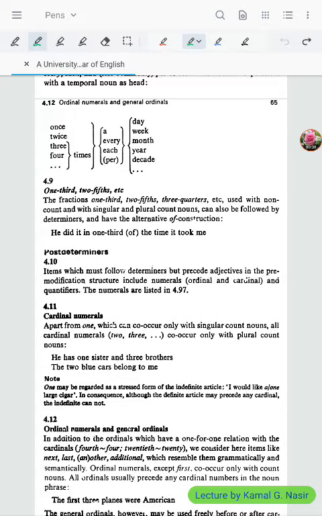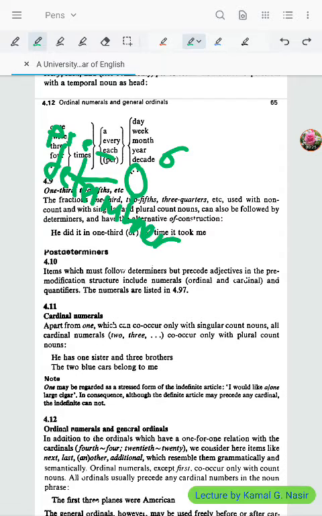We said that we have determiners and they are classified into 6 classes, and what comes before the determiner is a predeterminer. And what comes after the determiner is called what? Post determiner.